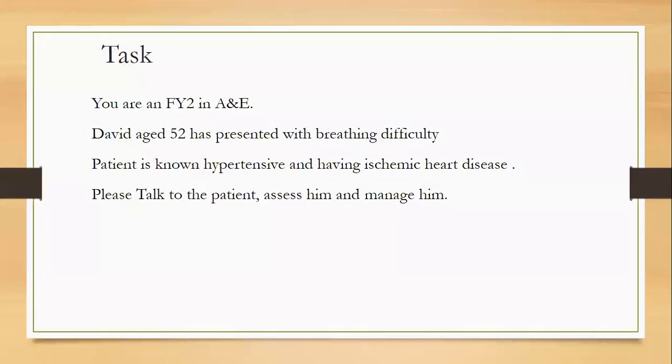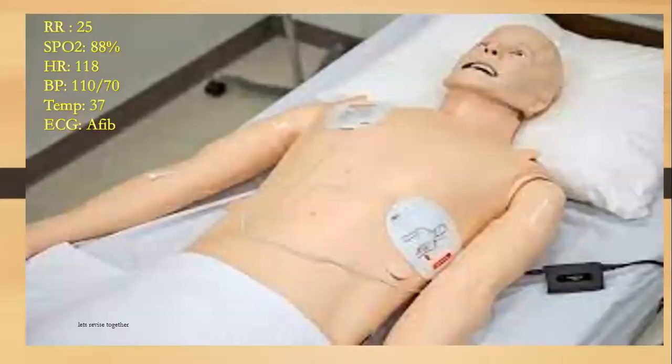Hello. My name is Dr. San, a doctor from this department. I assume I'm wearing universal precautions. I can see the patient is lying on the bed. The respiratory rate is 25 per minute, oxygen saturation 88% on room air, heart rate 118, blood pressure 110/70, temperature is 37, and ECG shows atrial fibrillation.